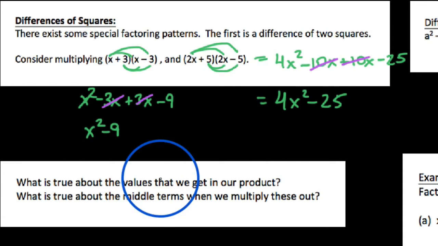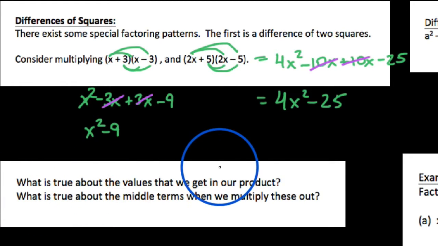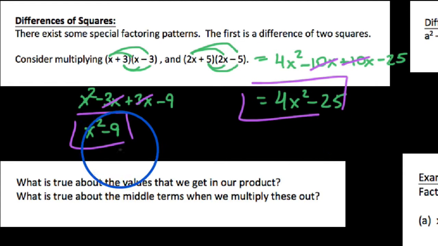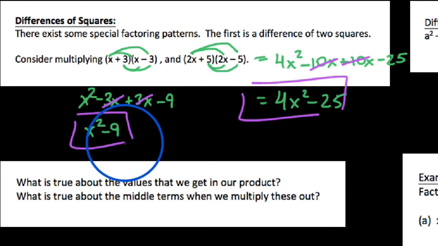So what I want to point out, or actually ask, are these questions. What is true about the values we get in our product? What's true about these values that you see here? I mean, what's so special about x squared or 9 or 4x squared or 25? And I hope you're realizing these are perfect squares. Like 9 is a perfect square of 3, 25 is a perfect square of 5, 4 is a perfect square of 2, and x squared, as a matter of fact, is a perfect square of x.